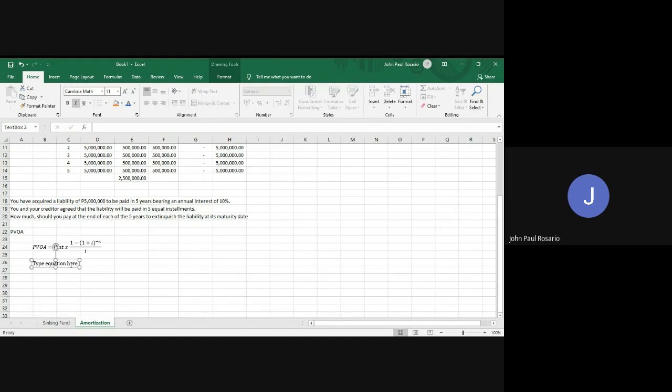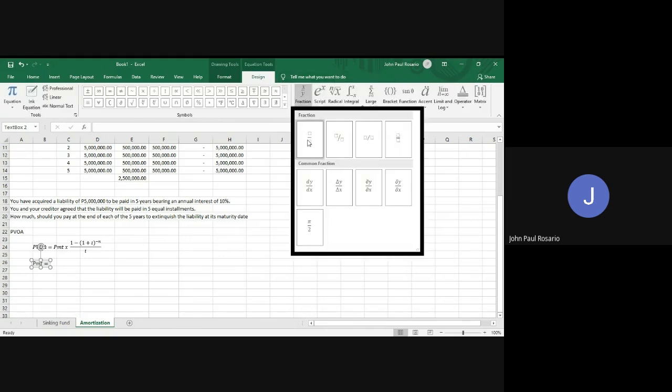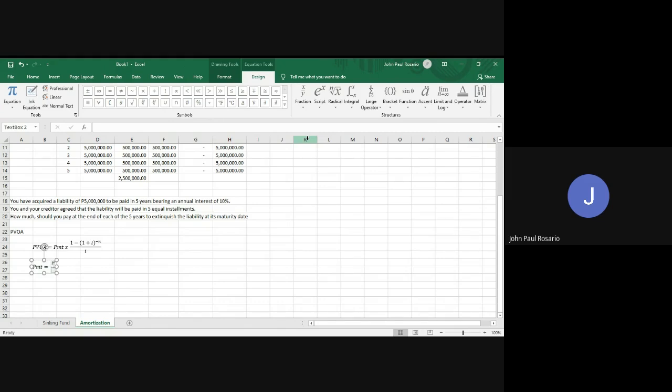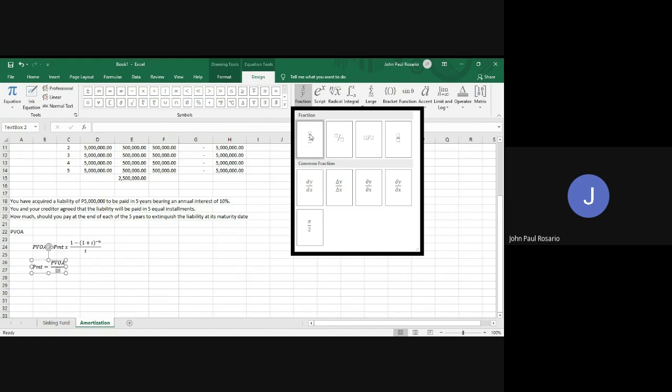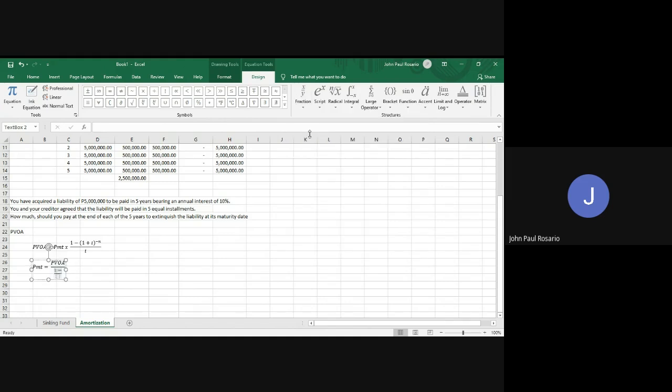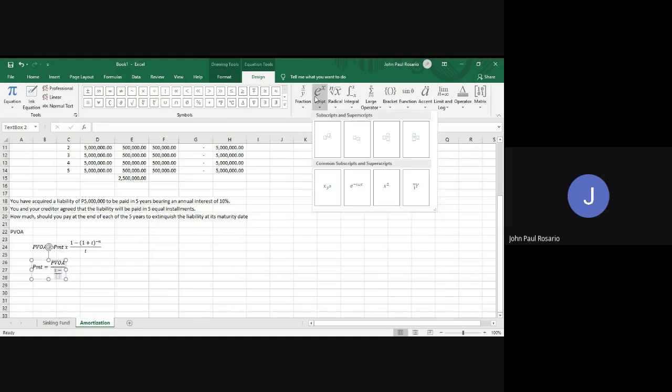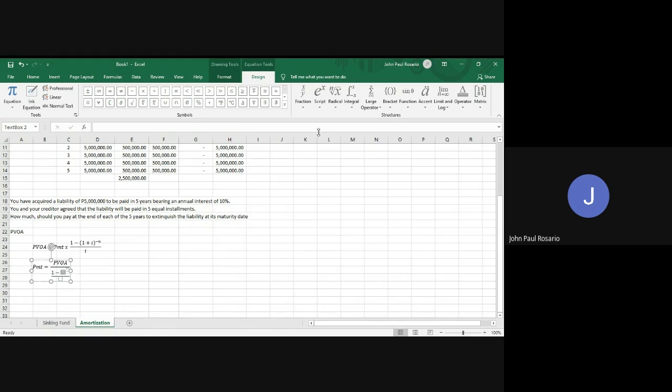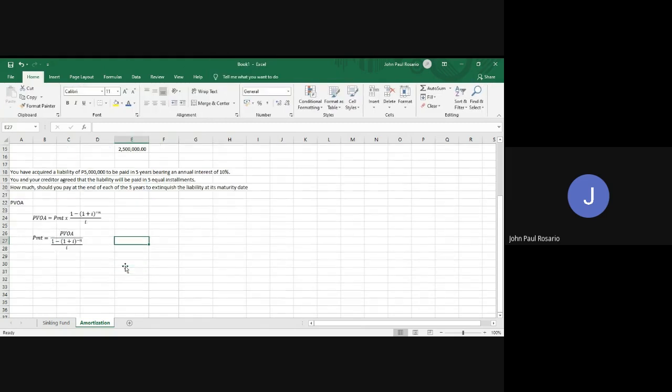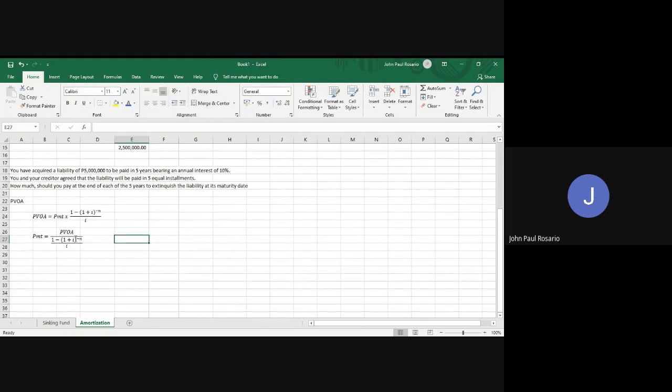So payment is unknown, so that would be payment is equal to PVOA, or present value of ordinary annuity, and then another fraction, which is our 1 less 1 plus I raised to the power of negative n, over I. For this equation, we could also express it in this manner.